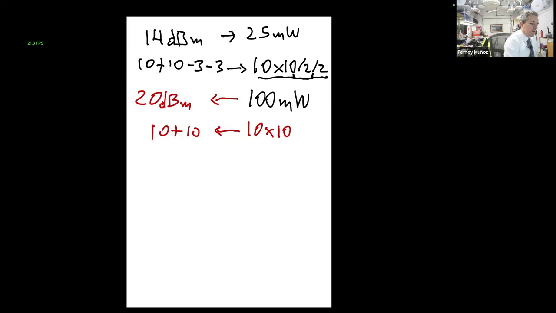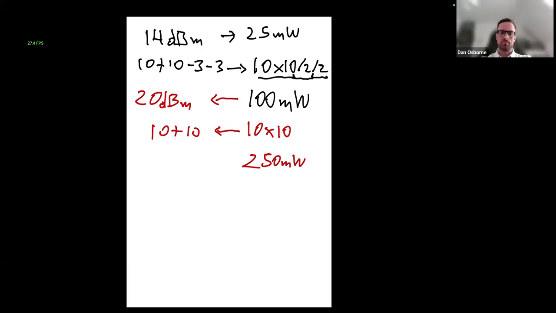How about 250 milliwatts? How do we get to 250 if all you have is times, division, tens, and twos? This is getting complicated, huh? Now we have to do more math.